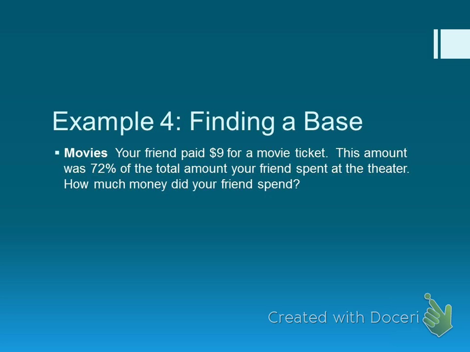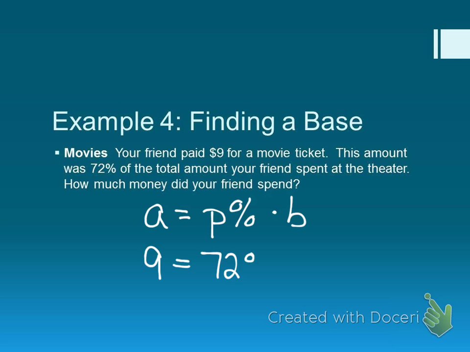Okay, so let's see what this example says. It says your friend paid $9 for a movie ticket. This amount was 72% of the total amount your friend spent at the theater. How much money did your friend spend? What are you starting with? A equals P percent times B. Your friend paid $9 for the movie ticket. Where does $9 go? A, because that was not the total amount that they spent. What was my percentage? 72%. And times B, which I don't know.